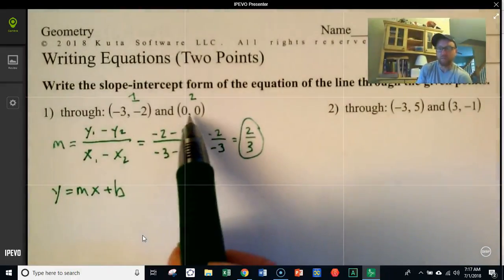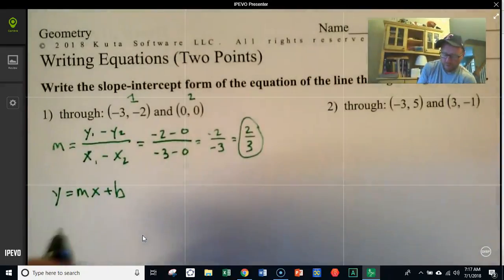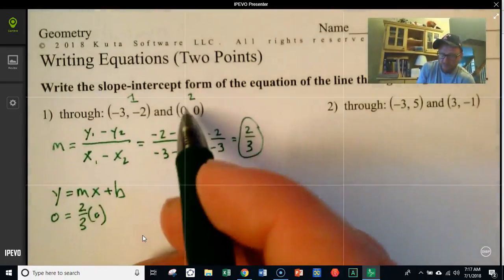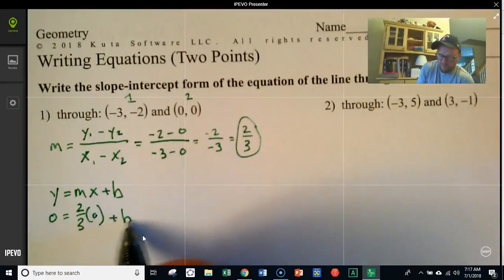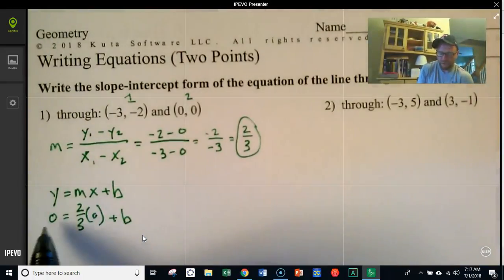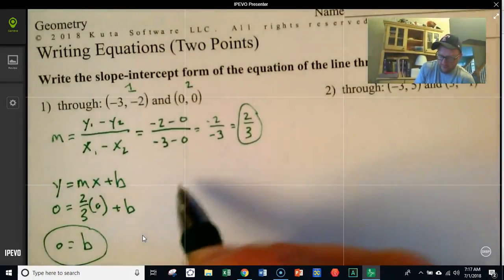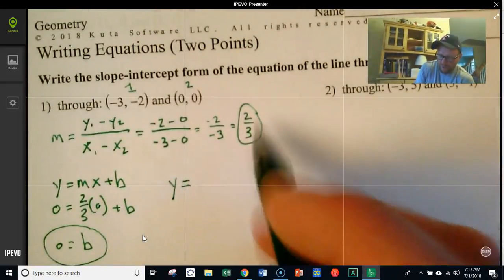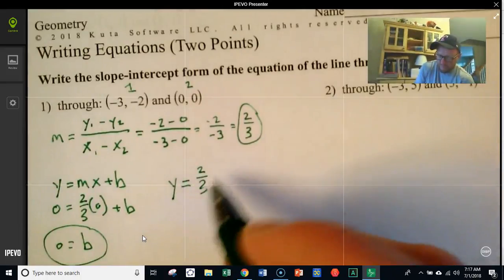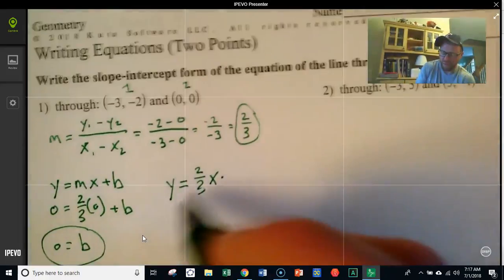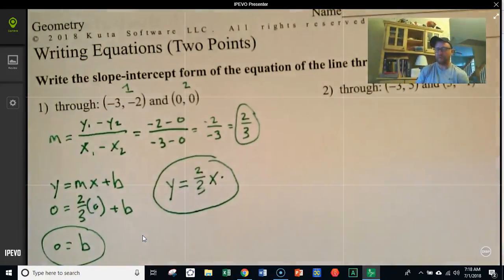I'm going to pick the easy point, the one that has all the zeros in it. So 0 equals 2/3, that's our slope, times 0, that's our x coordinate, plus b. That's all just 0, so 0 equals b. Now we're ready to write out our equation. It's y equals mx plus b. Our m will be 2/3, there's our x, and then plus 0. I'm not going to write in the plus 0 because that's not necessary. All right, and there you go.